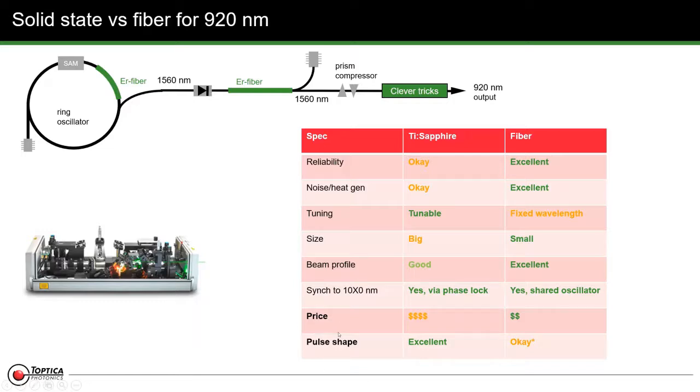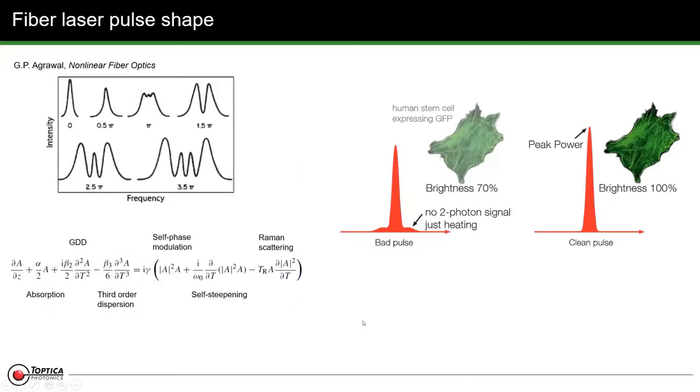But in bold at the bottom, I put what I think are the two biggest points for comparison here: depending on the titanium sapphire laser and depending on the fiber laser, there can be a factor of 2 difference in price, but there can also be a significant difference in the pulse quality coming from both systems. And I'm going to talk about the pulse quality a little bit more on this slide.